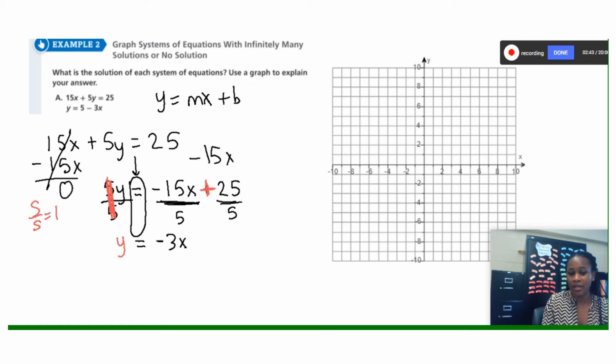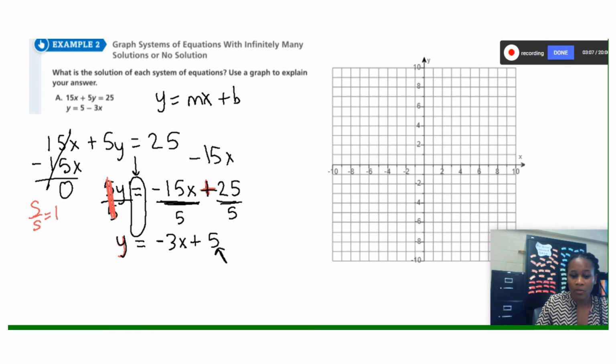So if I have 15 x's and I divide them evenly into 5 groups, each group is going to have the opposite of 3 times x, 3 times. Then I'm going to put my plus sign, and then I have 25 divided by 5, which is 5. Now I'm going to go ahead and graph that. Since it's in my slope-intercept form, y equals negative 3 times x plus 5 is equivalent to the original.